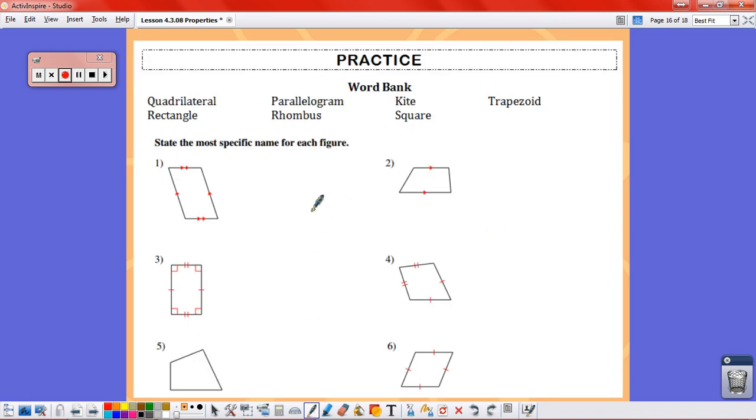Then we have some practice. Classifying. It says put the most specific name for each figure. So this is a parallelogram, because we see all of the parallel sides, but they're different lengths. This is a trapezoid, 1 pair of parallel sides. This is a rectangle, because it has 2 congruent pairs and all right angles.